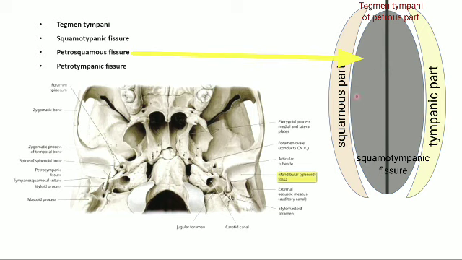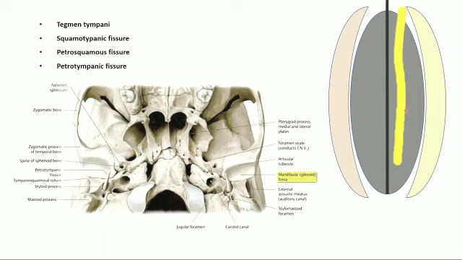This is the petrosquamous fissure. The part which is behind, in the posterior aspect, is called the petrotympanic fissure, between the petrous part of the temporal bone and the tympanic plate of the temporal bone. It is called petro because it is from the petrous part of the temporal bone, that is the tegmen tympani. So the tegmen tympani is a part of the petrous part of the temporal bone. That is why petrosquamous fissure and petrotympanic fissure. Remember, through this petrotympanic fissure, the chorda tympani nerve, a branch of the facial nerve, will emerge out downwards.